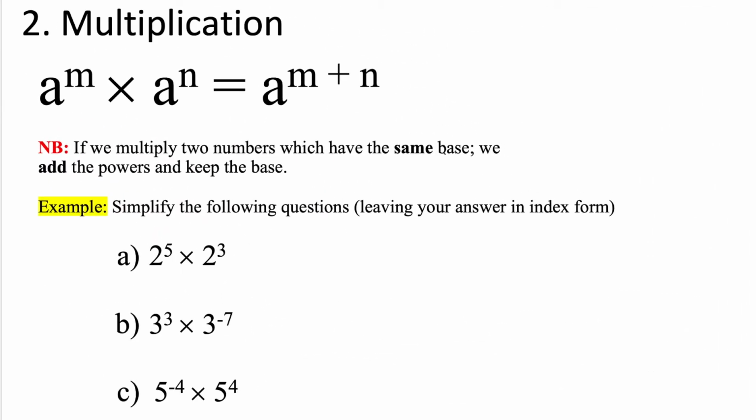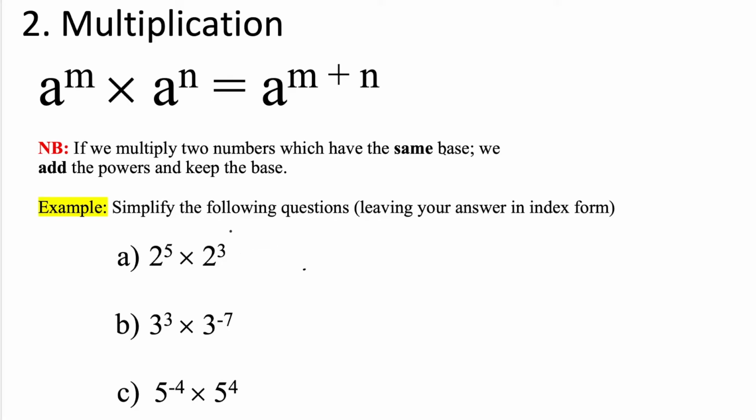Our second law is multiplication. Multiplication tells us that if we're multiplying two numbers written in index form, if the bases are the same, we keep the base and add the powers.